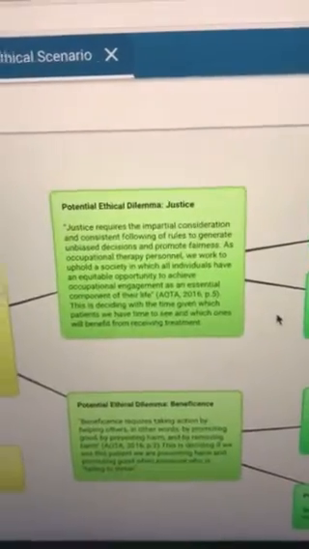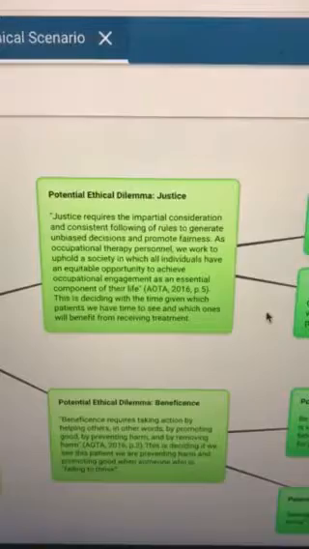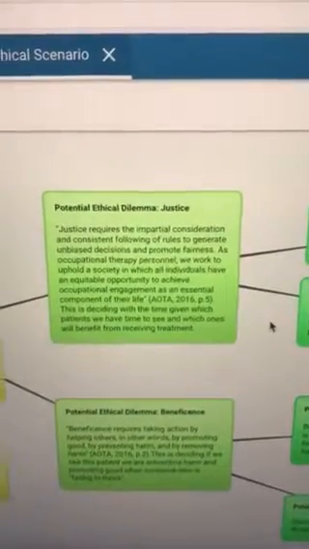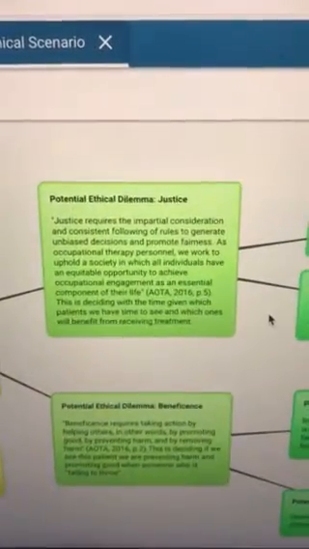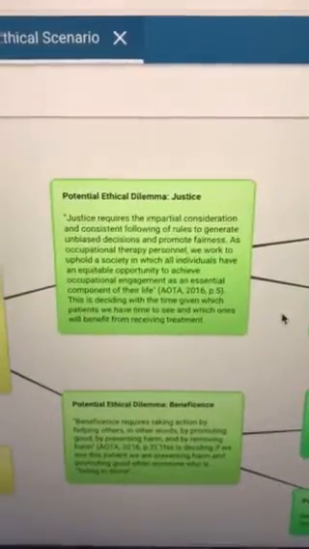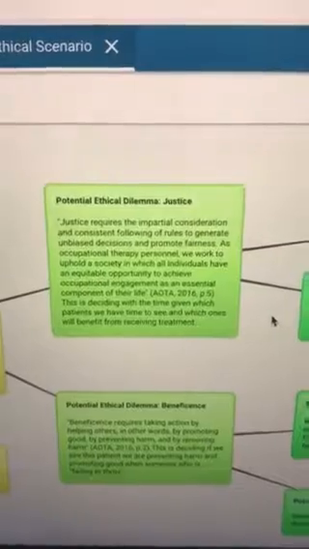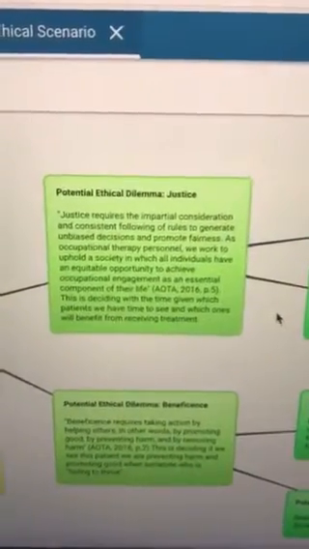Everyone gets an eval done within the first 48 hours, but with treatments it's about whose needs come first. This is about making decisions without seeing one person over another just because they're having more success or seeing more improvement.